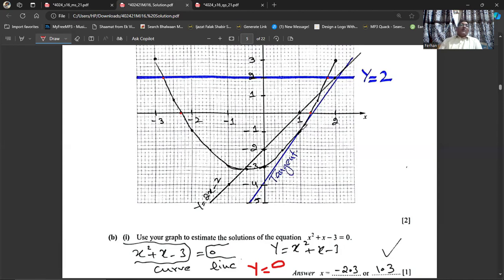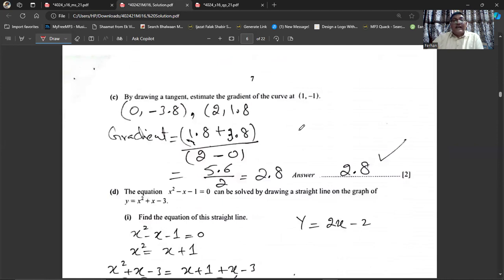Then I will take 2 points on that tangent and note down their coordinates. For example, I have taken 2 points on that straight blue line, which was the tangent. One point is 0 comma minus 3.8. Another point is 2 comma 1.8. So the gradient will be y2 minus y1 divided by x2 minus x1. So it will be 1.8 minus, it will become plus, 1.8 plus 3.8 divided by 2 minus 0. So it will be 5.6 divided by 2, and that will be 2.8. So the gradient of that tangent is 2.8.